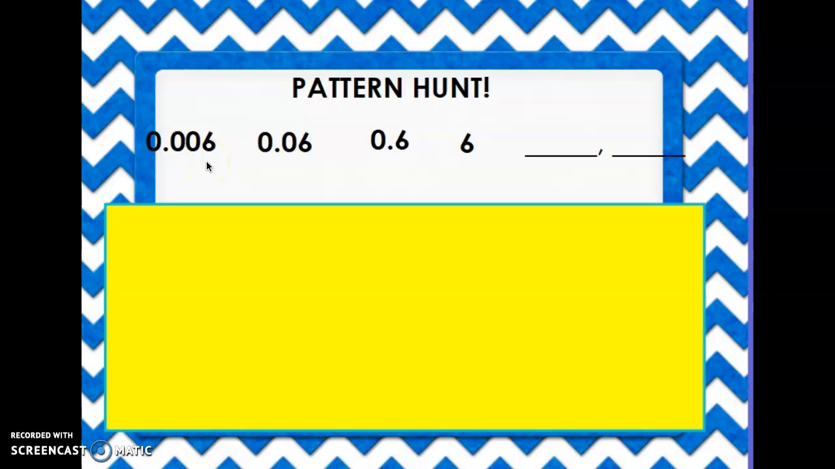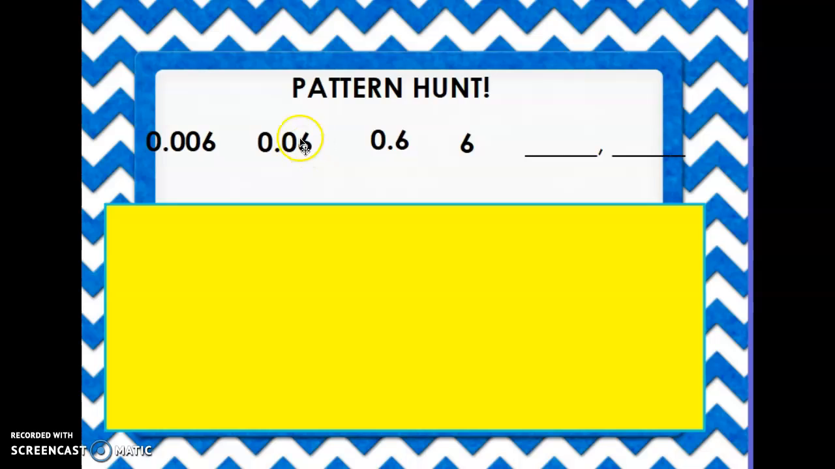Now thinking about our last page, this first spot is our tenths, the second spot is our hundredths, and the third spot is our thousandths. All right, so let's see here. 0 and 6 thousandths. Okay, that's my first number. Let's look at my second number.